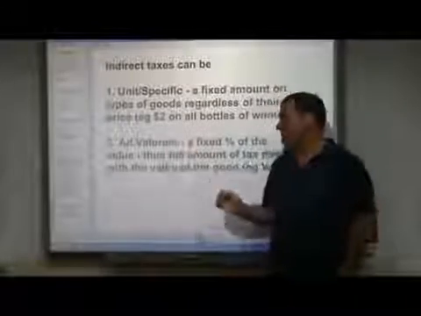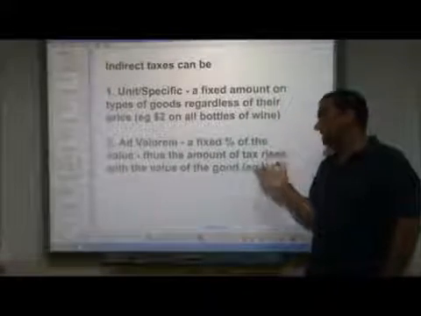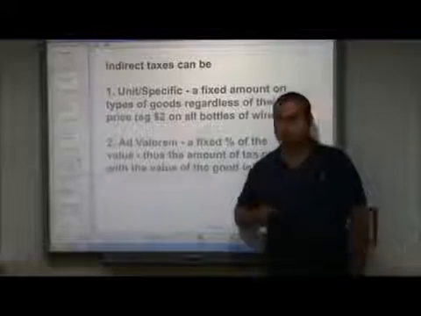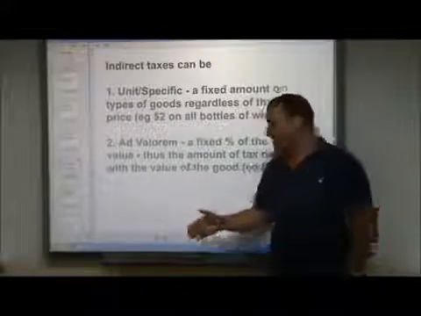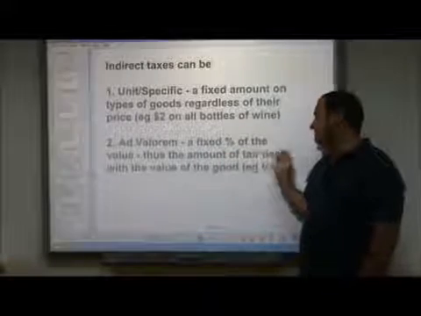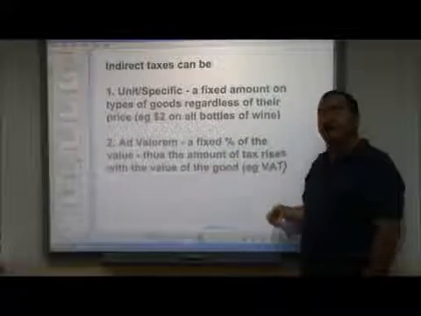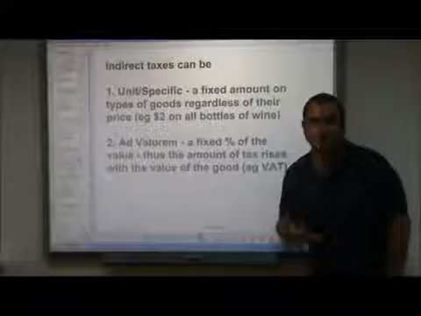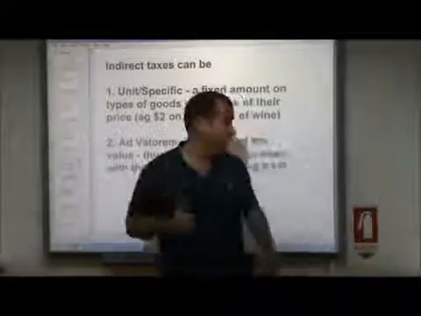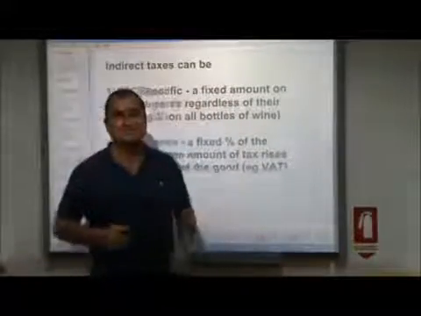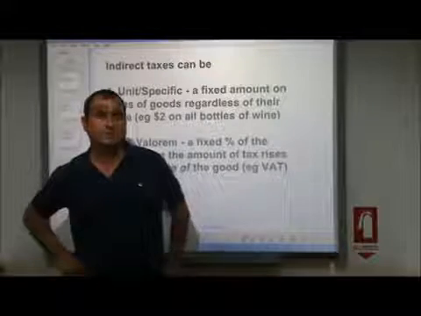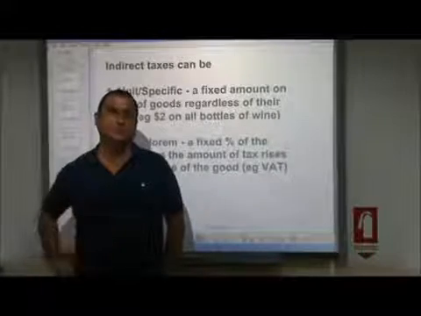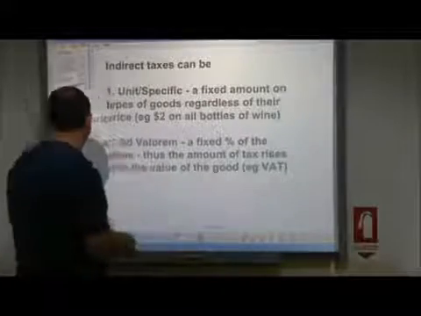Whereas an ad valorem tax is a fixed percentage of the value. If the government says, right, we put a 20% tax on all goods, whatever their value, then the amount of tax rises with the value of the good. And of course the main example of such a tax is VAT. VAT, value added tax, or a sales tax, is an example of an ad valorem tax. Okay, let's move on.